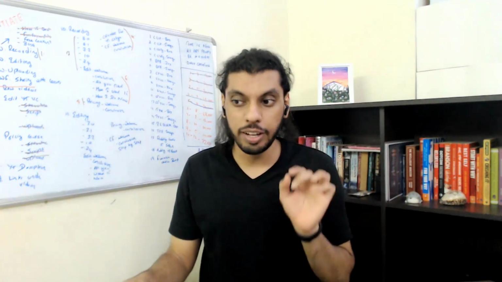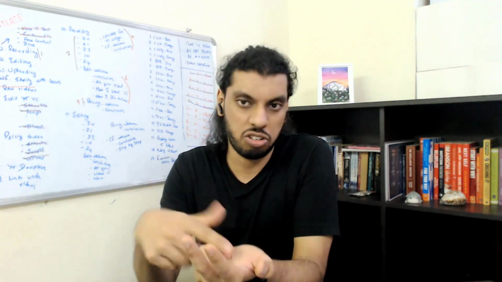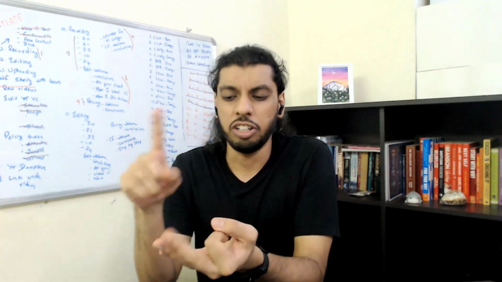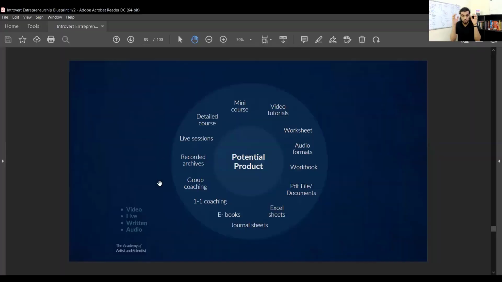Potential product. The moment we understand what a potential product is, you will be able to create content, assets, courses, YouTube videos, blogs, podcasts, PDF files, journal sheets, so many things. I'm going to share this sheet with you, where this is going to explode, and you will never have a shortage of content ideas. See: detailed courses, mini courses, video tutorials, worksheets, audio formats, workbooks, PDF files, documents, Excel sheets, journal sheets, ebooks, one-to-one coaching, group coaching, recorded archives, live sessions. There are like 1,000 things you can create.